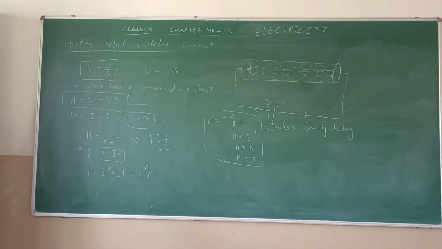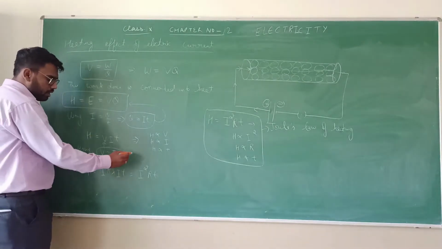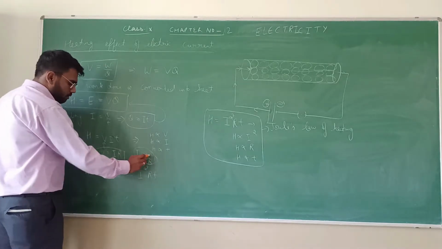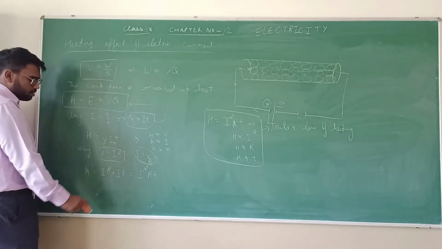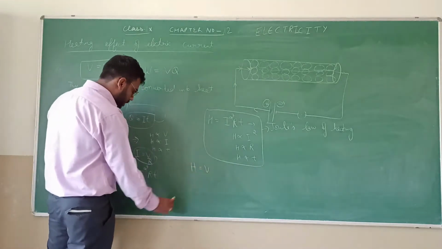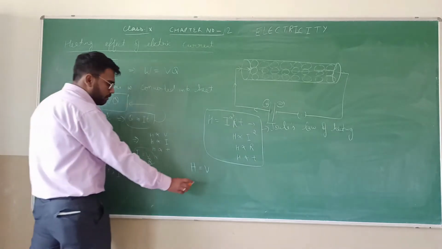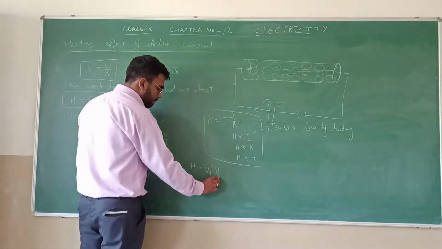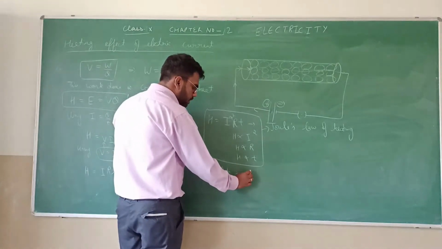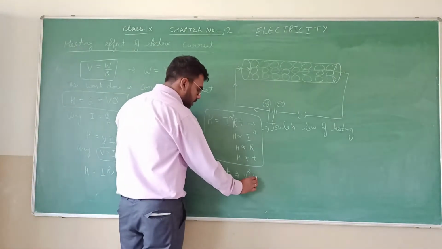Now if we want to derive one more formula, we can put I is equal to V by R from Ohm's law in place of this I, and we will get H is equal to V, instead of I putting V by R, into T. So our new formula will be V square by R into T.